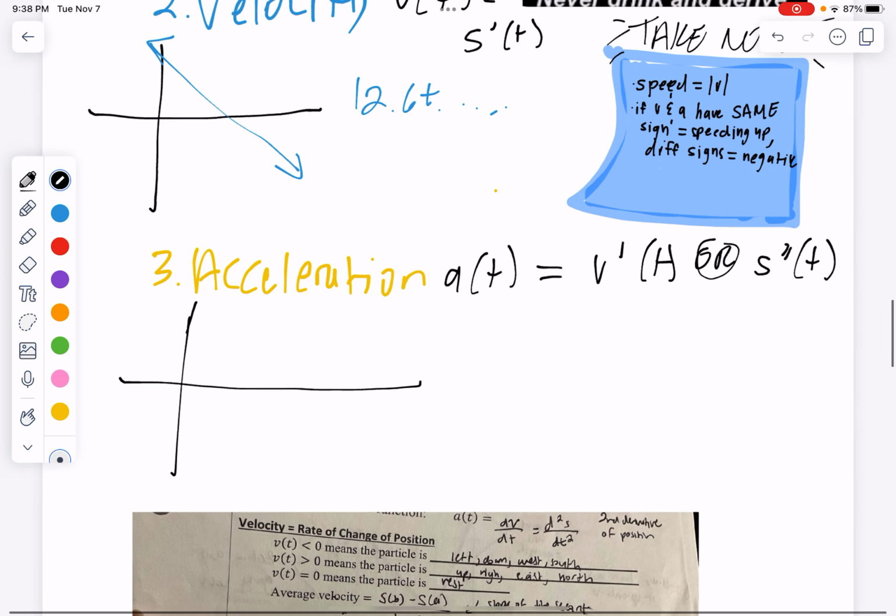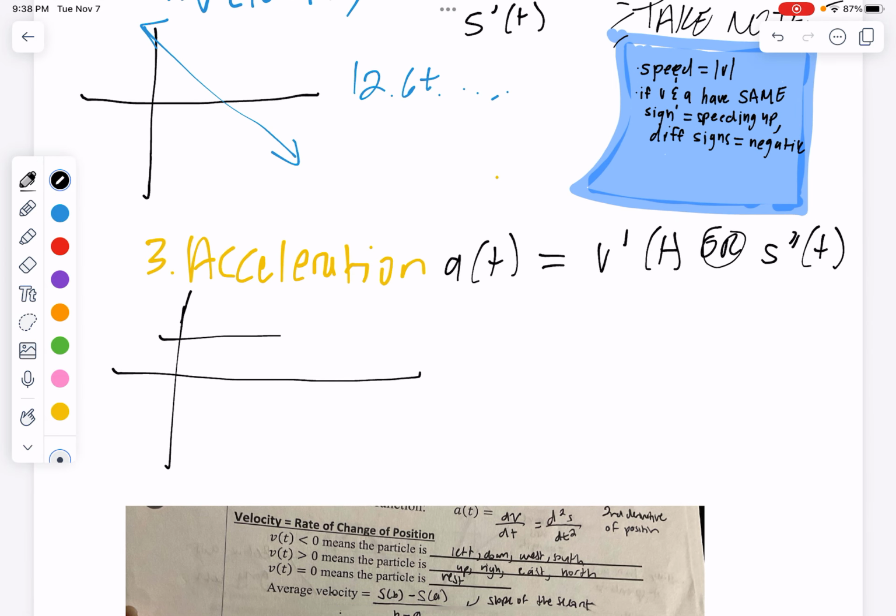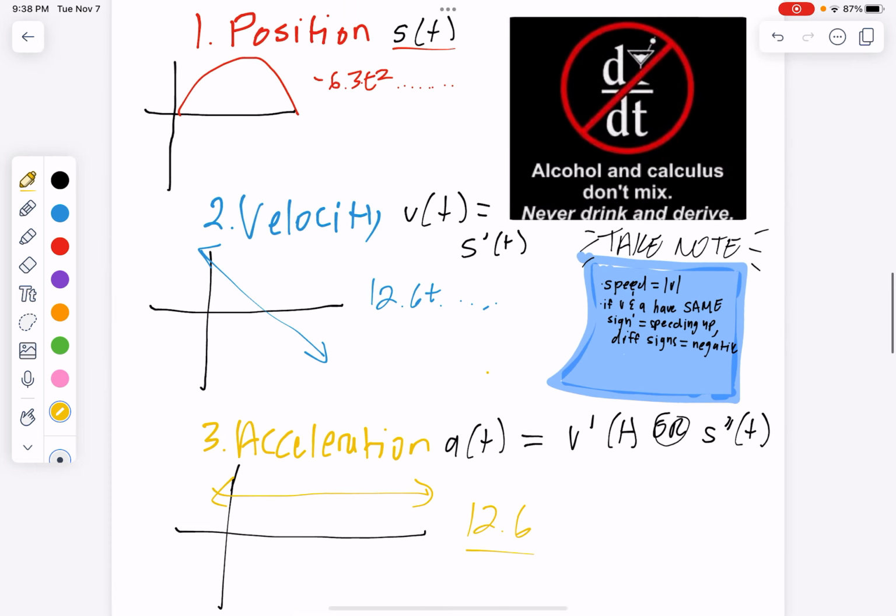And acceleration to graph would literally be a straight line, because once you take the derivative of that again, you're just left with the number, which would just be the 12.6 from before. So yeah, that's kind of that.